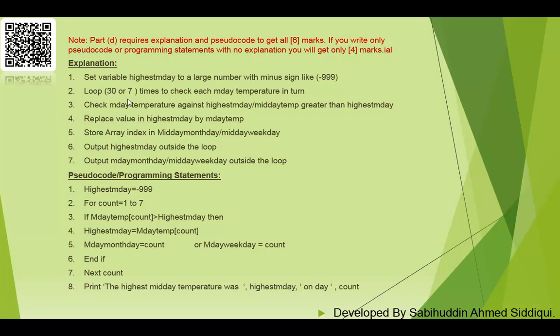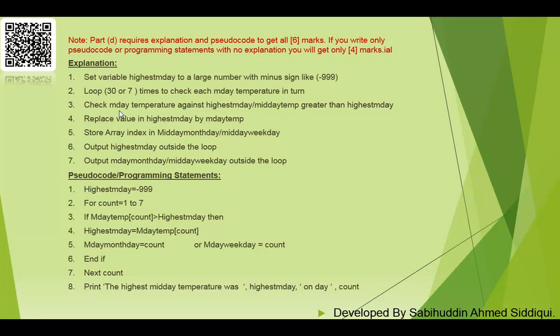Now the loop, you have to define the loop. You will be using a loop to process the total number of 30 inputs or total number of 7 inputs as required by the question. Let's suppose you are working only for 7 days or 1 week, so you will have to declare a loop for 7. For example, for count equals 1 to 7, to check each midday temperature in turn.